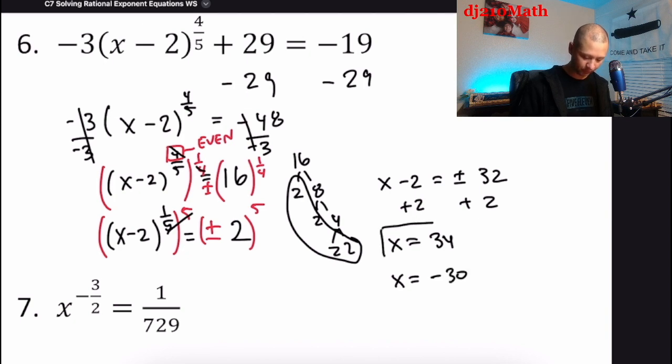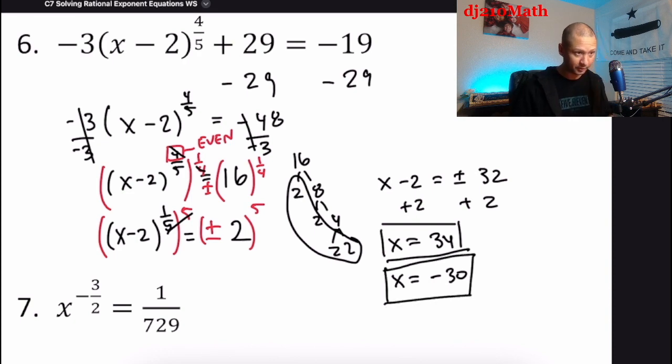And again, we have to go back and check these answers. I'll leave that to you. So the big takeaway here is that when the numerator is even, you have to use the plus or minus. Otherwise, you're only going to get half the answer.